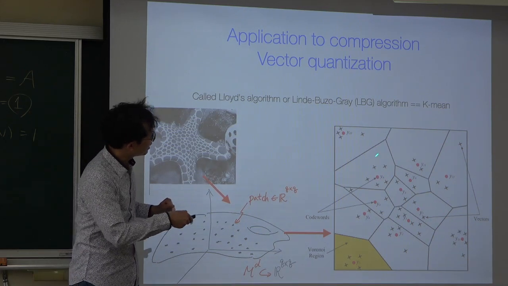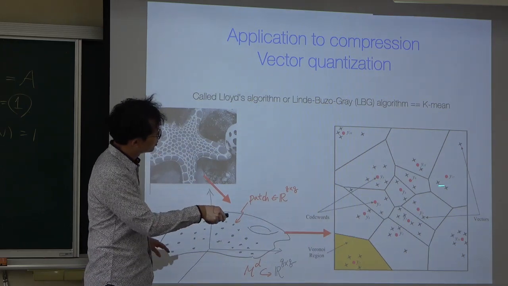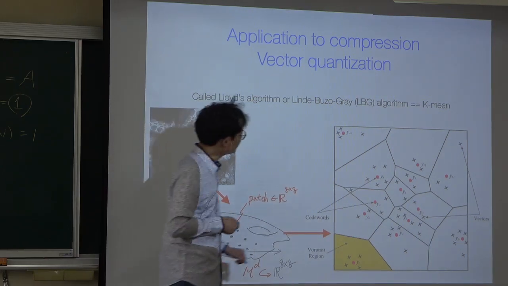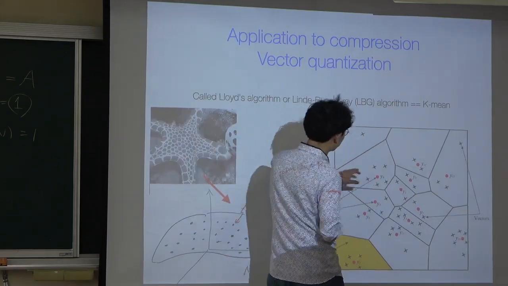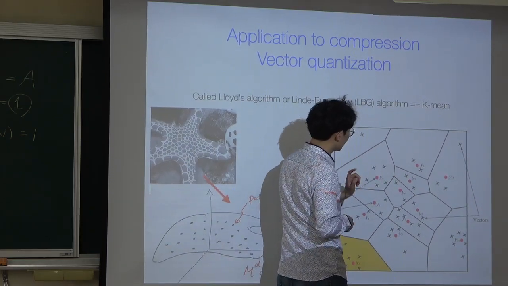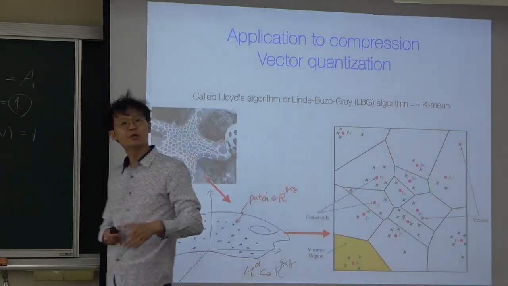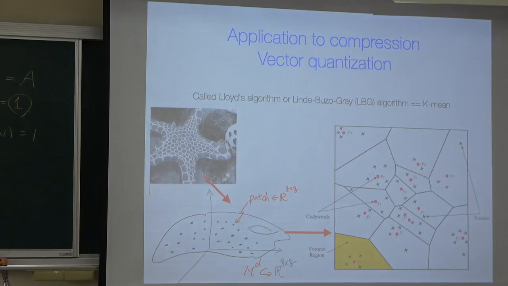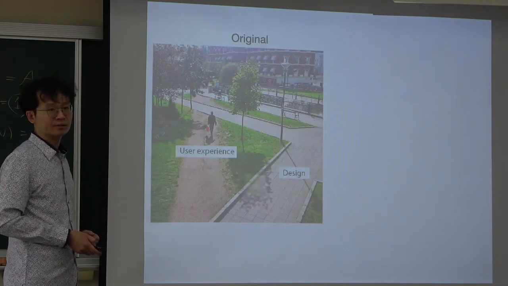Once you run k-means, you somehow divide the domain into pieces. And then for all the points, or all the patches inside one cluster, you replace them by the center so that you compress the image. That is called vector quantization. And this is the result, an example.